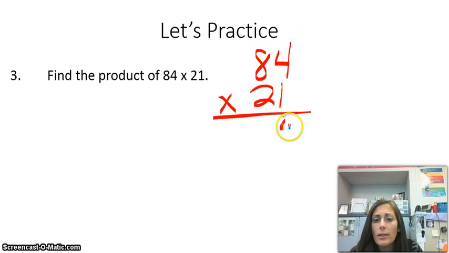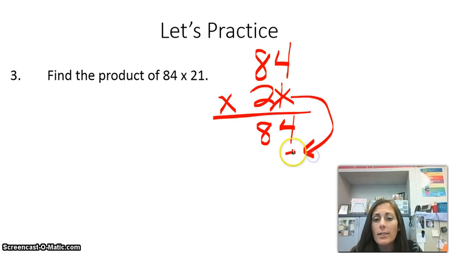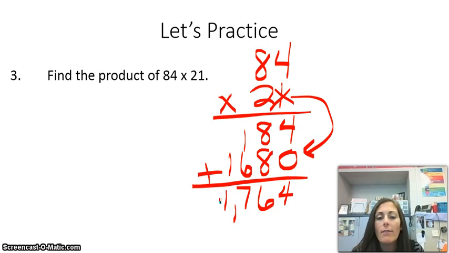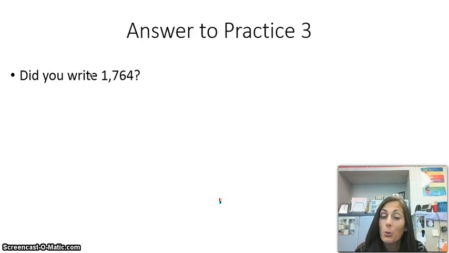1 times 4 is 4, and 1 times 8 is 8. Now before I can multiply by the 2 in the tens place, I'm going to cross out the 1 in the ones place and bring down a 0 to hold the ones place. Now 2 times 4 is 8, and 2 times 8 is 16. 4 plus 0 is 4. 8 plus 8 is 16. Carry the 1. 6 plus 1 is 7. And bring down our 1. So we have 1,764, which was the right answer.